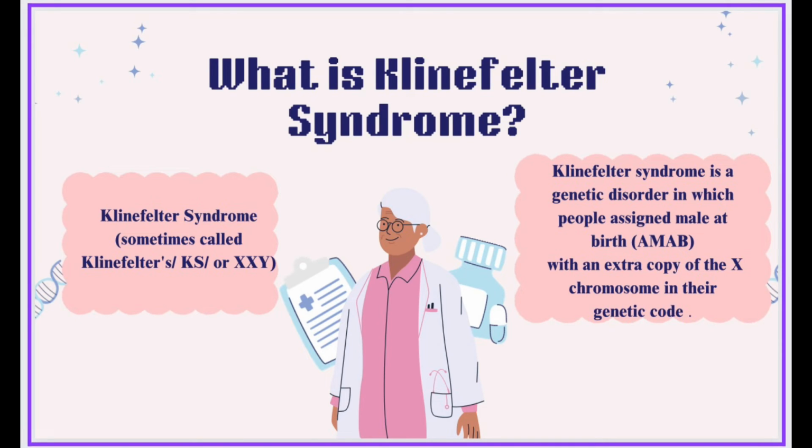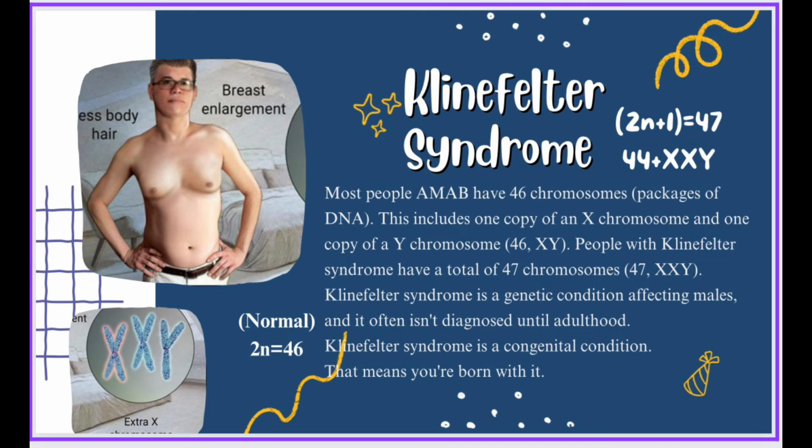Klinefelter syndrome is a genetic disorder in which people assigned male at birth have an extra copy of the X chromosome. That means they will have two copies of the X chromosome in that male genetic code. Most normal people have 46 chromosomes, packages of DNA of 23 each. This includes one copy of the X chromosome and one copy of the Y chromosome. People with Klinefelter syndrome have a total of 47 chromosomes with an extra X chromosome.